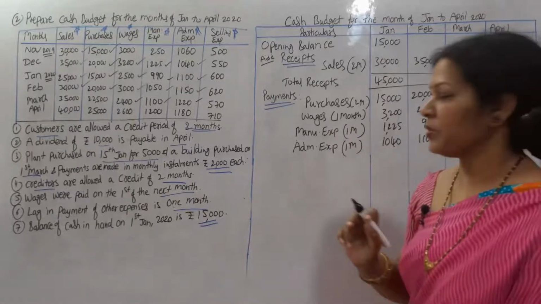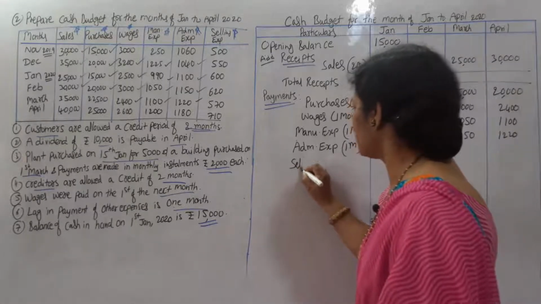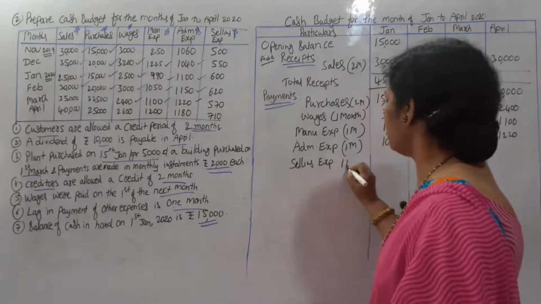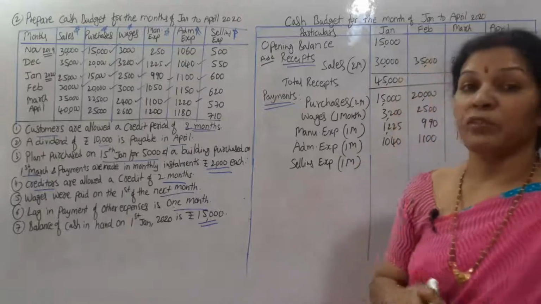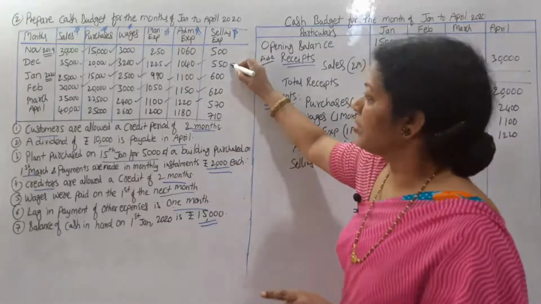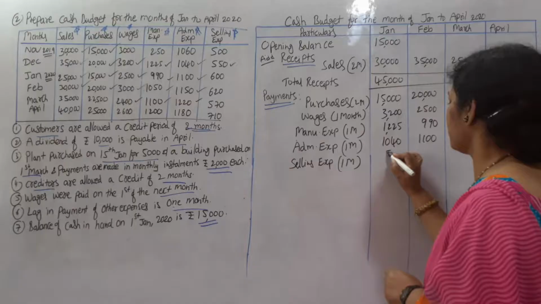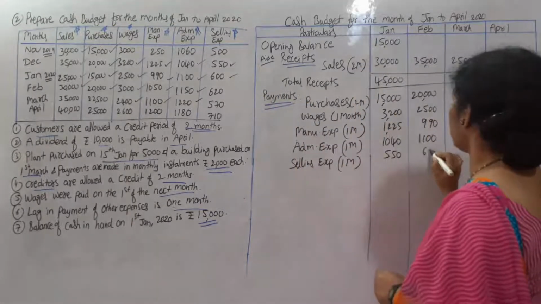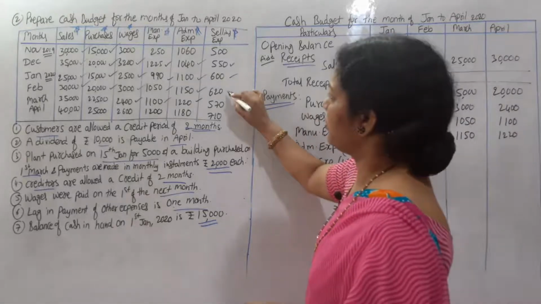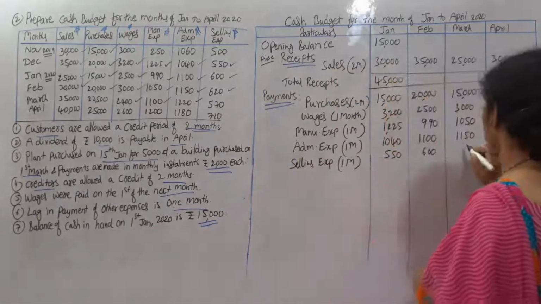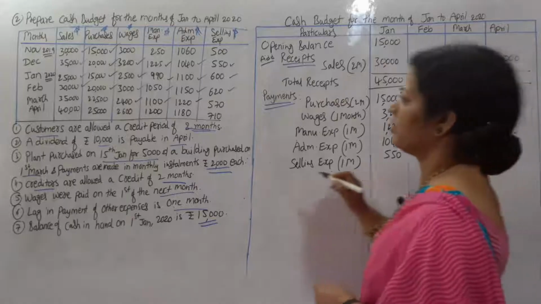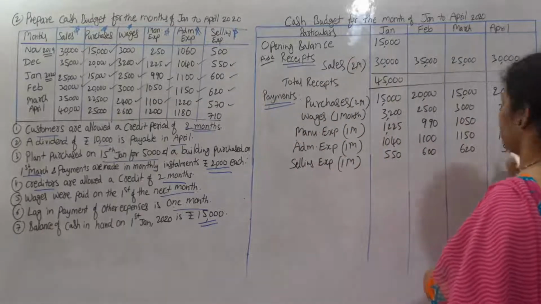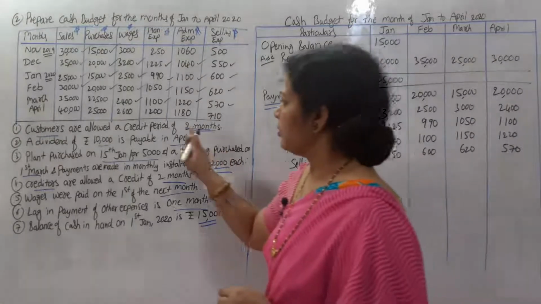After that, selling expenses. This is also a 1 month delay. 1 month delay means for January we are taking the December month, 550. February is 600. March is here 620. April is 570. Over, okay. So this we have covered.